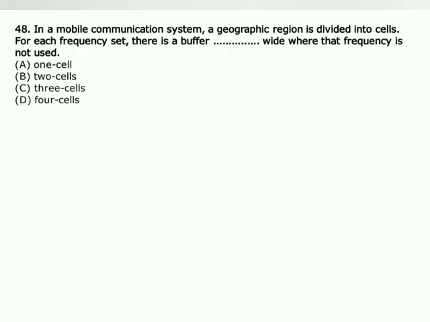In a mobile communication system, a geographic region is divided into cells. For each frequency set, there is a buffer of some width where that frequency is not used. For each frequency set, a buffer 2 cells wide in which that frequency is not used. That is, option B is the correct answer.